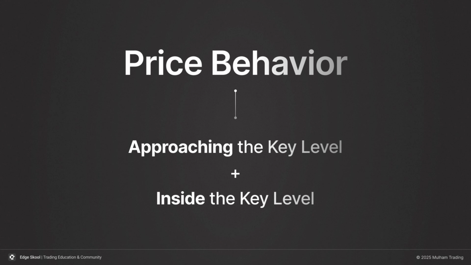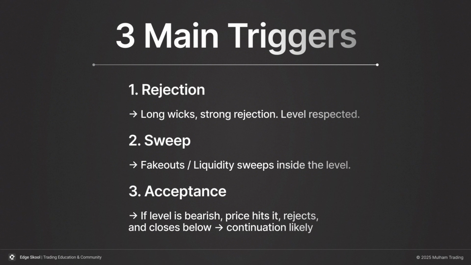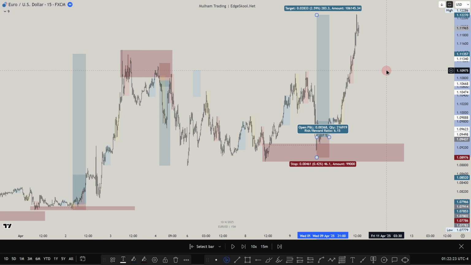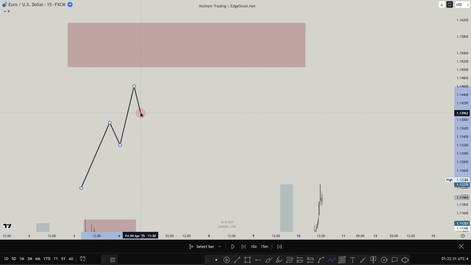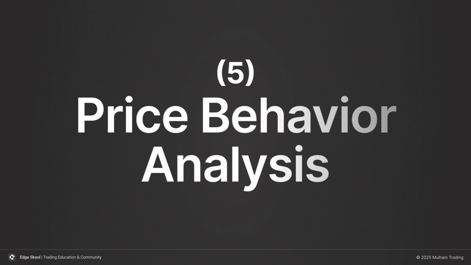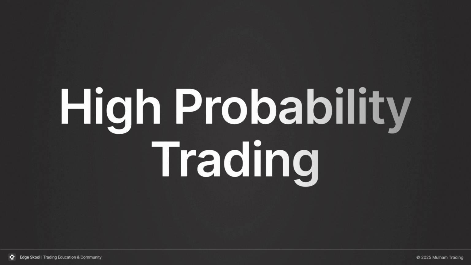Most traders mark valid key levels but still lose, not because the levels are wrong, but because they ignore the behavior happening around them. In this video, I'll show you how to validate your key levels and take sniper confirmation entries using the concept of price behavior analysis. This is part of the high probability trading series. Make sure to watch all of the episodes to build your A+ trades.